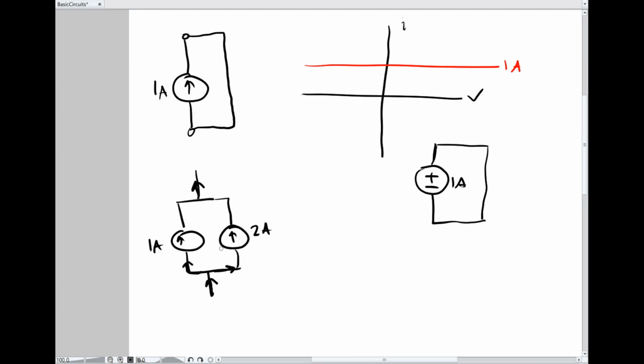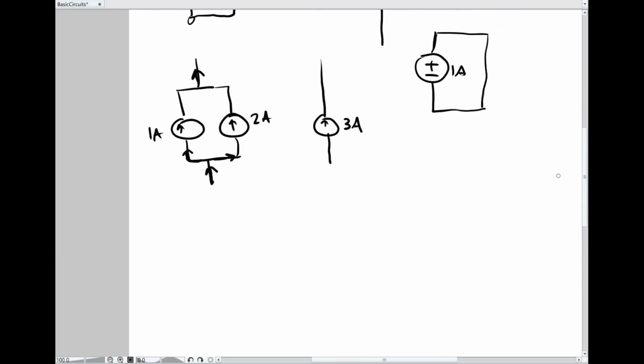So if I have 2 independent current sources in parallel, then it behaves equivalently to 1 independent current source, which is sourcing the sum of those 2 currents. Similar to an independent voltage source, if I draw 2 independent current sources in series, and they're sourcing different currents, I have drawn something that does not make sense, and so I should not draw that.